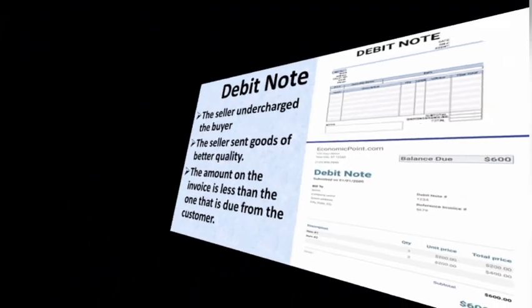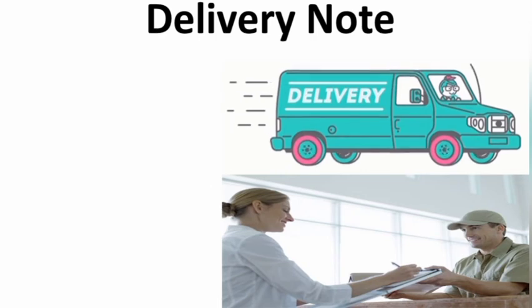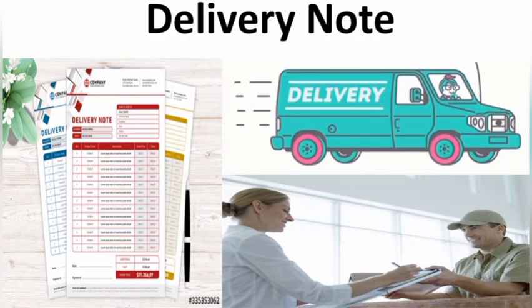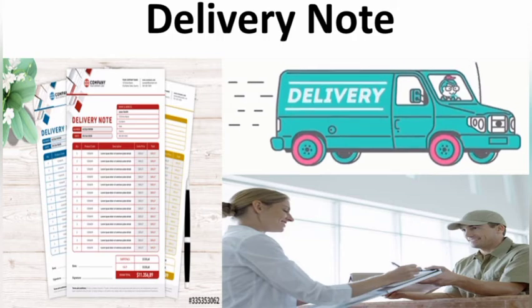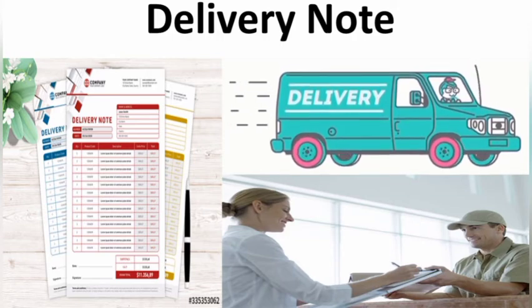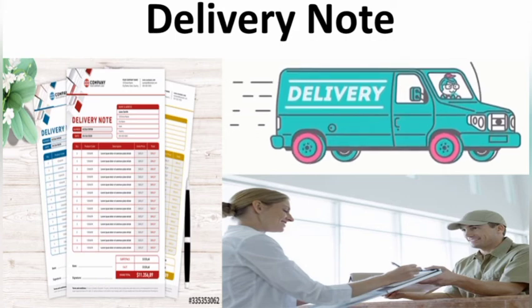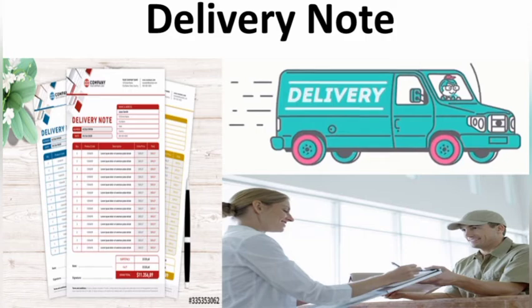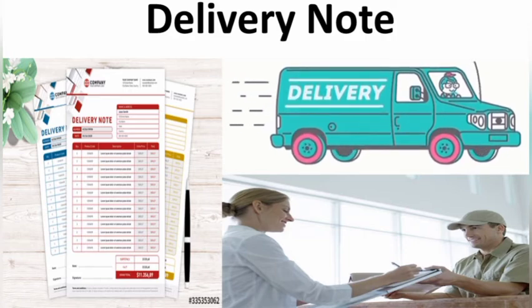The delivery note is used when goods are being delivered to the buyer. It is usually sent alongside the goods to show the quality and description of the goods being delivered. Now the buyer is expected to use it to cross-check the goods delivered on arrival before signing the delivery note.